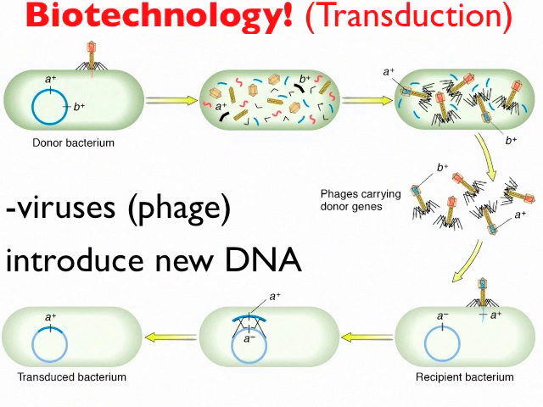One of those phage viruses infects a second bacterium that is A-, so it doesn't have whatever that A gene is. The virus introduces the A+ gene. So after infection by this virus, this second bacterium is now A+. That A+ has been introduced by the virus.